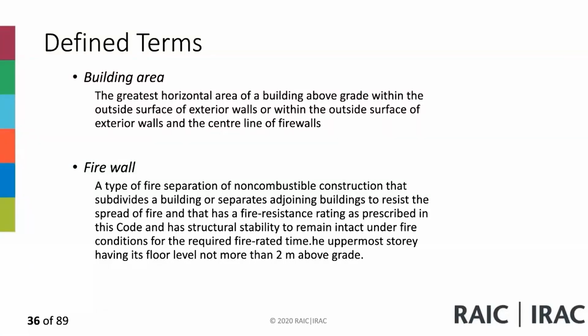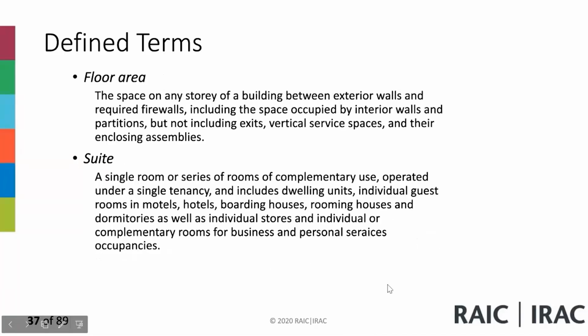A firewall is a type of fire separation of non-combustible construction that subdivides a building or separates adjoining buildings to resist the spread of fire, and it has a fire resistance rating as prescribed in the code. It has a structural stability to remain intact under fire conditions for the required fire rated time. The uppermost story having its floor level not more, sorry, we'll need to correct that, ignore the last portion of this sentence.